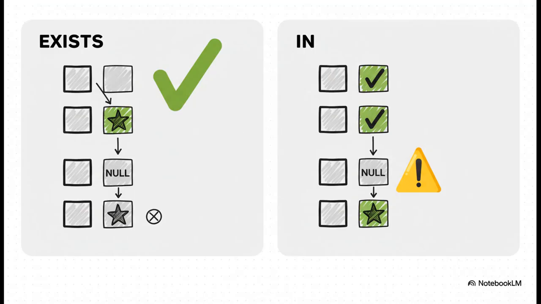So you've got two tools here, EXISTS and IN. They both kind of check if a value exists in another set of data, but they work very differently under the hood. EXISTS just checks if its subquery returns any rows at all. It's a simple true or false.